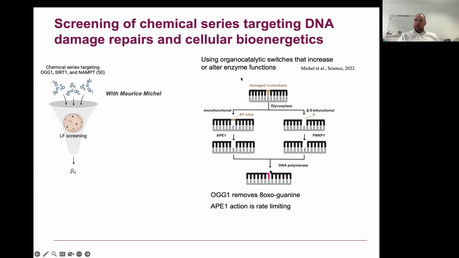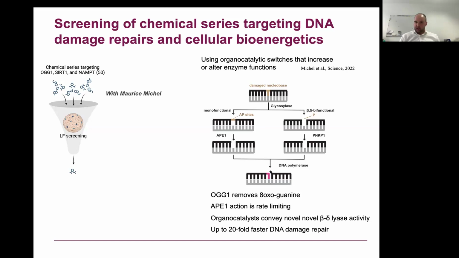And what these organocatalytic switches are now doing, they are binding to the active site of OGG1, acting there as a novel electron donor, and thereby provide the enzyme with a novel beta-delta lyase activity. And as a result, instead of generating an apurinic site, this now entirely excises the base and only leaves the phosphate. And this is then afterwards simply removed by phosphatase, thereby bypassing APE1, which is the rate-limiting step of this DNA repair pathway. And as a consequence, DNA damage repair is up to 20-fold faster.